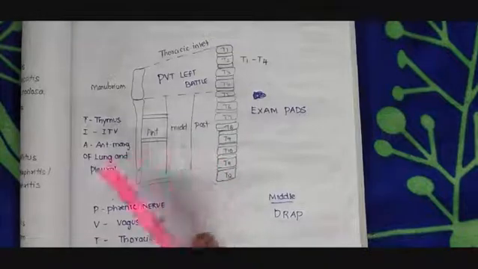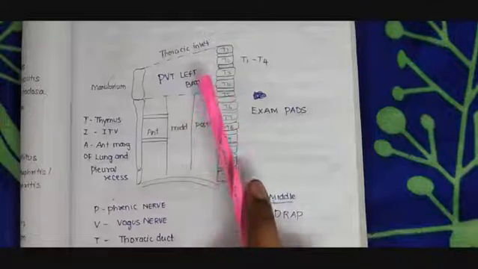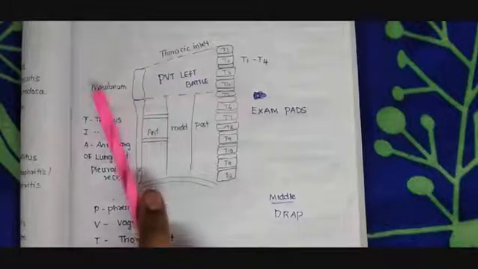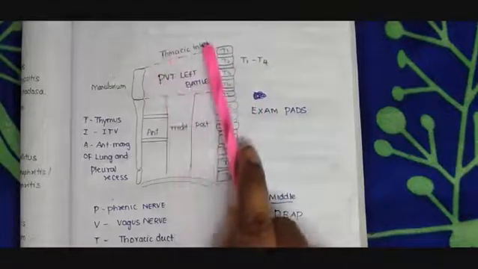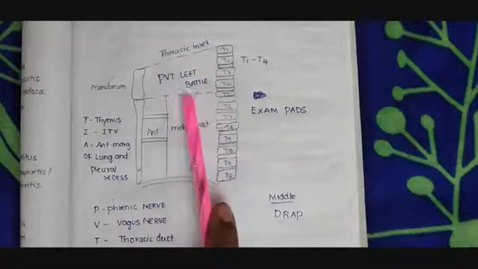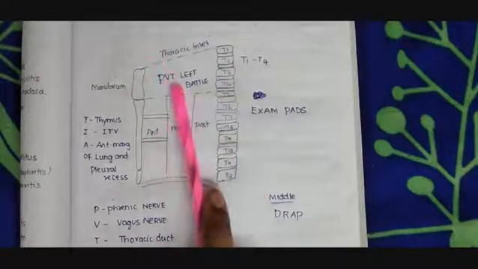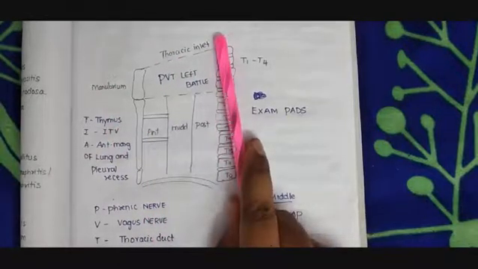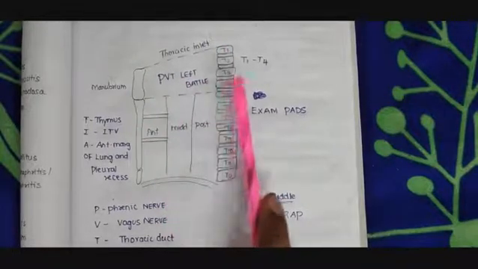Now let us discuss the boundaries and the content of the superior mediastinum in detail. Boundaries, we can see easily by seeing this diagram. The superior mediastinum, anteriorly it is bounded by the manubrium sterni. Posteriorly it is bounded by the T1 to T4 thoracic vertebrae. Superiorly by the thoracic inlet, and inferiorly by the imaginary line which is connecting the sternal angle to the T4 thoracic vertebrae. So boundaries are anteriorly manubrium sterni, posteriorly T1 to T4 thoracic vertebrae, superiorly the thoracic inlet, and inferiorly the imaginary line which is connecting the sternal angle to the T4 thoracic vertebrae.